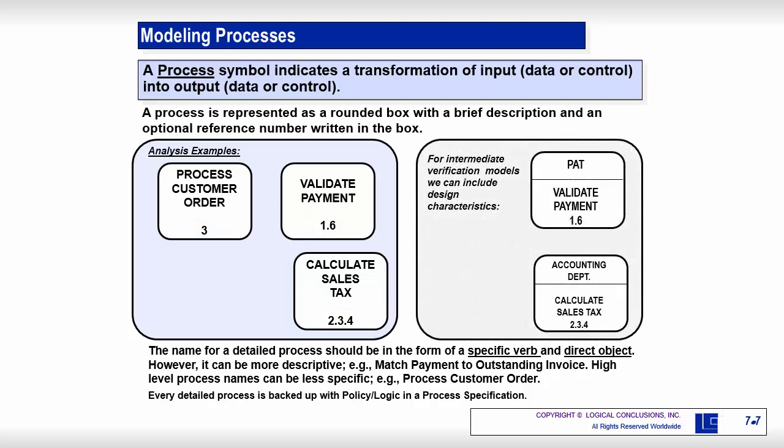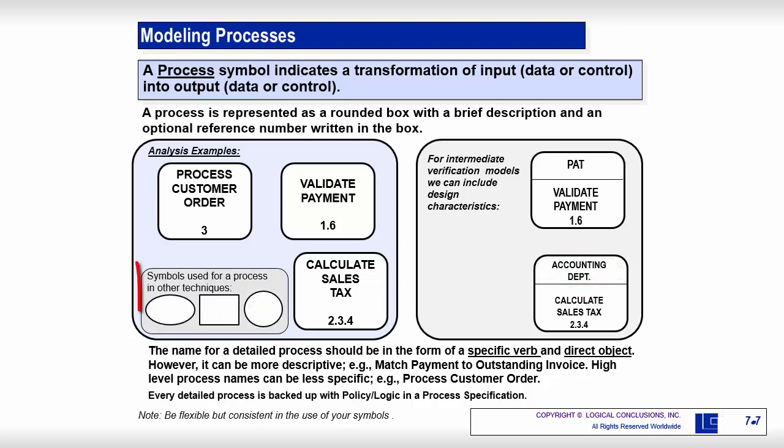For intermediate analysis models, we can include design characteristics. I've shown in my examples on the right here that Pat is the person who performs the validate payment process, and accounting department performs the calculate sales tax process. There are many variations on the notation used for modeling processes in other techniques, such as ellipses for use cases in Unified Modeling Language, UML, and rectangles for processes in Business Process Modeling Notation, BPMN. DeMarco's original symbol for a process was a circle. However, the most popular symbol for a process seems to be a rounded rectangle, so I'm going to use that for my examples in this tutorial.